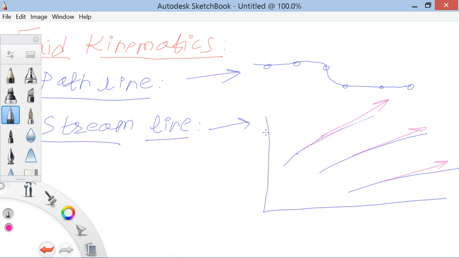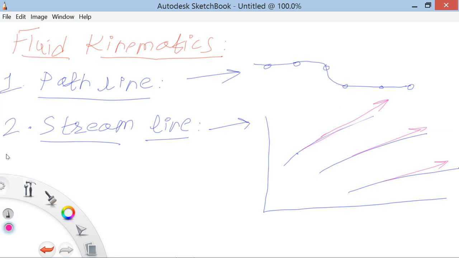Now these three pink lines are the three tangents and three blue lines are the three path lines. Now what happens here, these three pink lines are nothing but streamlines. So these are the streamlines, which are nothing but the tangent acting to the path line, that is the path line for the particles. So the tangents are nothing but the streamline.